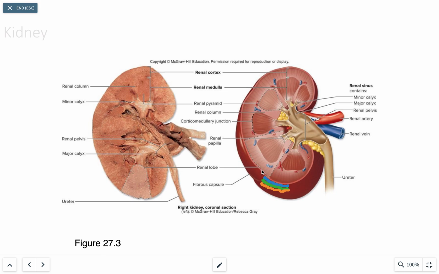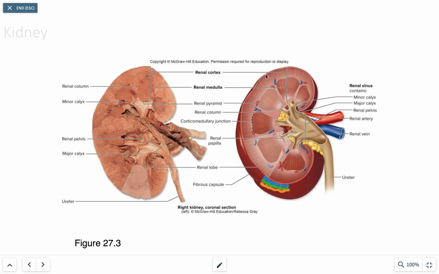Going from deep to superficial, the deepest layer would be the fibrous capsule. The second layer, the blue layer, would be the perinephric, P-E-R-I, nephric fat. And then the green layer would be the renal fascia. And then the orange layer would be the paranephric fat, P-A-R-A. So we have a fibrous outer capsule, perinephric fat, the renal fascia, the green, and then the paranephric fat, the orange. So this would be on the external surface.